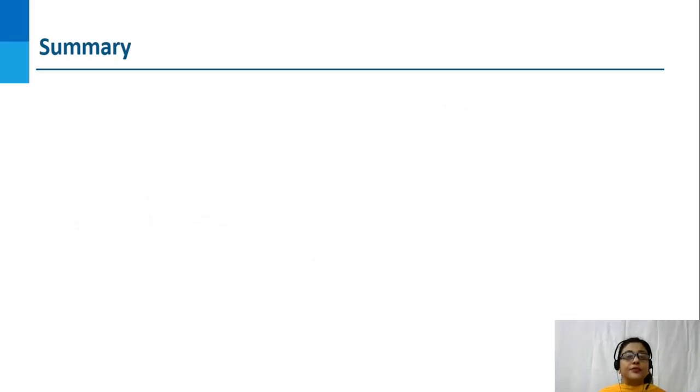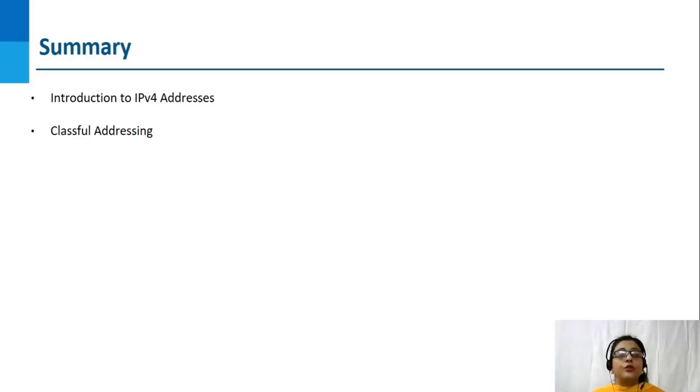To summarize, in this video we have learned about an introduction to IPv4 addresses. We have touched upon classful addressing. We have looked into the 5 different classes A, B, C, D, and E. We have understood classless addressing and CIDR notation. We have touched upon network address translation.